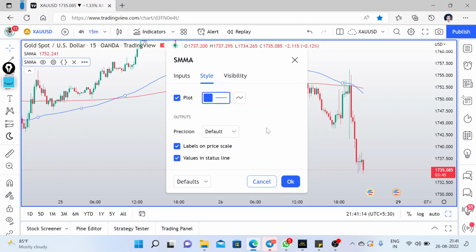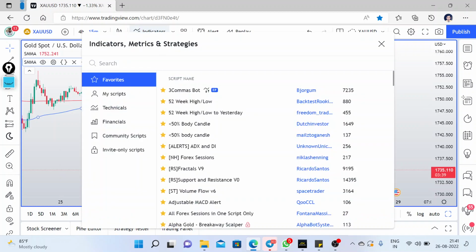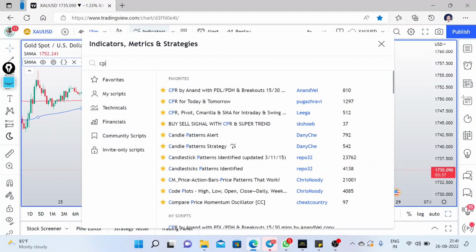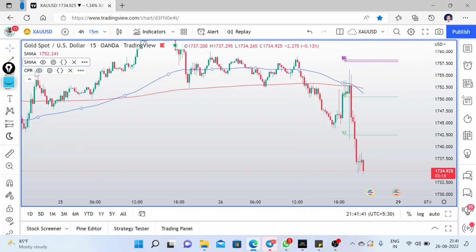So you have to apply another indicator. I'm going to use CPR, the central pivot range. You can find the CPR indicator in TradingView. If you are not able to find the indicator, you can message me on Telegram, or you can comment in the comment section. So this is the CPR. This is also available on MetaTrader.